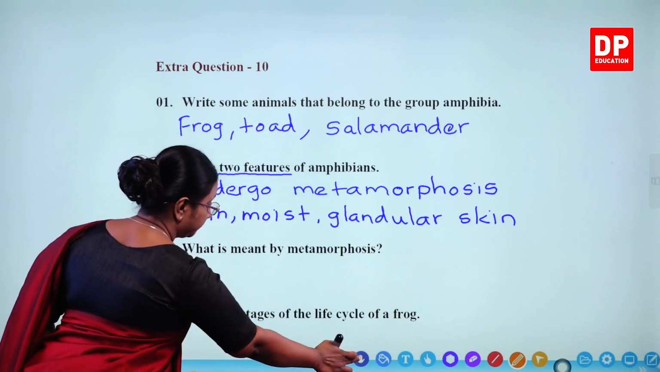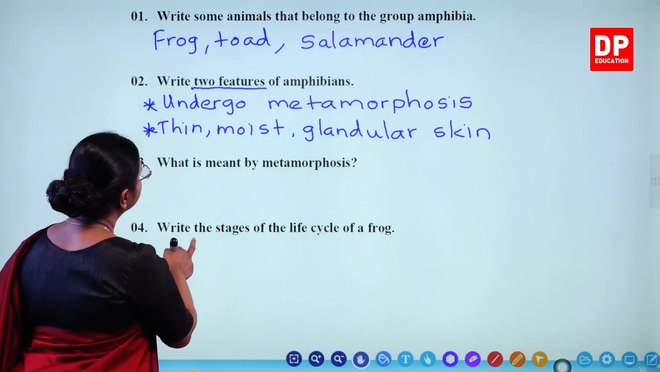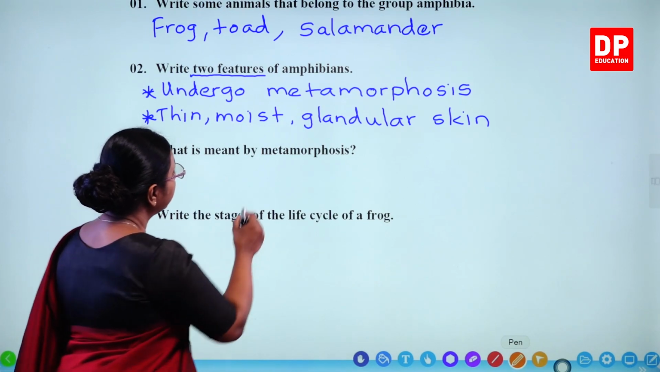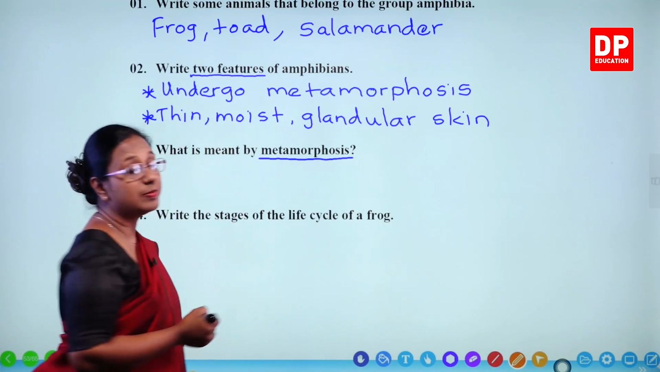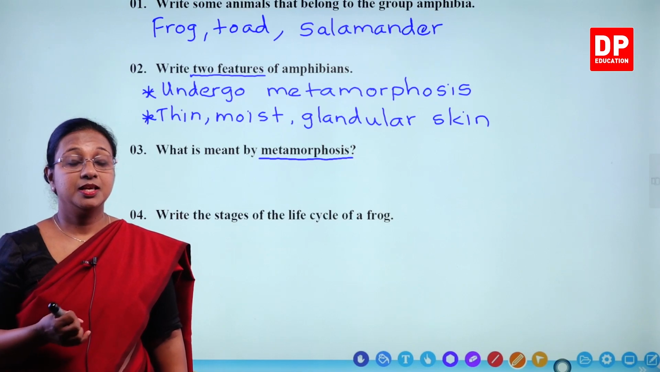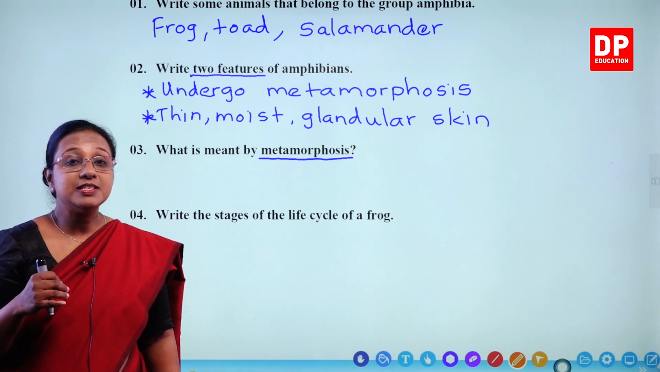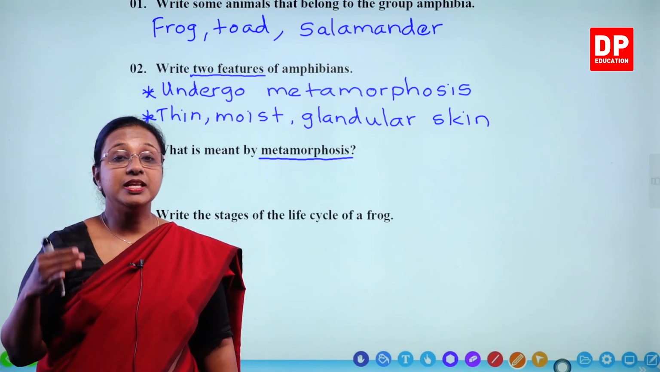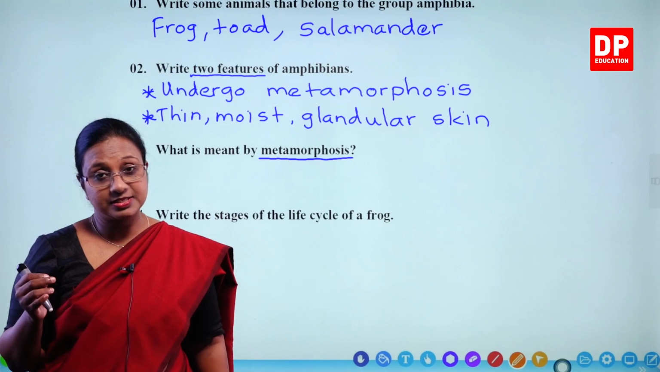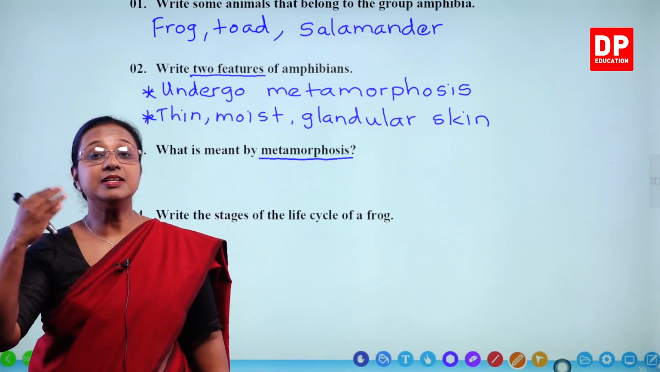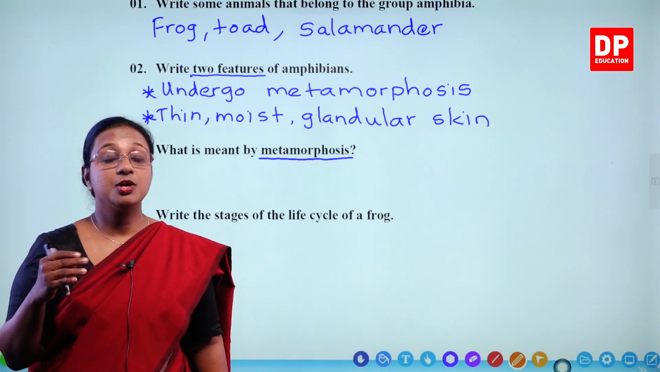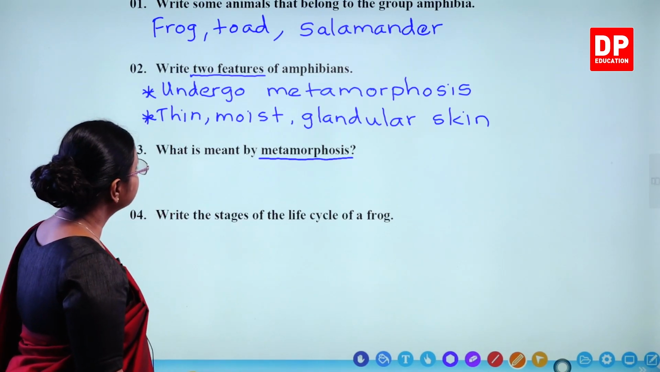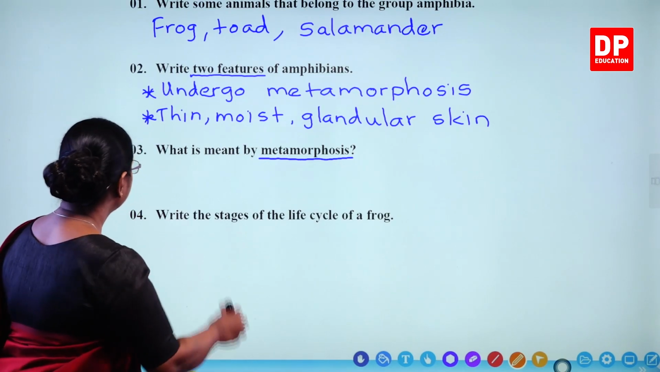Then the next one. The next question, what is meant by metamorphosis? The different stages of the life cycle of an animal show distinctly different features and there is a change taking place. That process is known as metamorphosis.